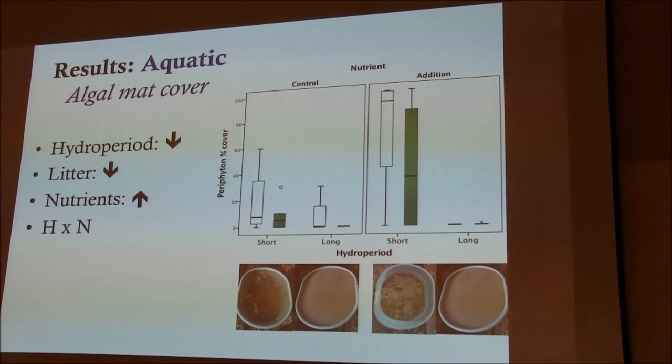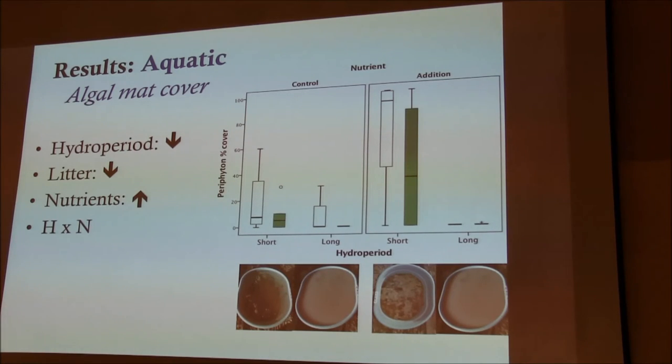Now, for the algal mats, this gets a little bit hairy, so hold on. So algal mats declined with increasing hydroperiod. If you compare the short and long, they declined. And that was mostly due to the fact that in long hydroperiod treatments, these longer-lived species like the tadpole shrimp and the clam shrimp were able to have populations. And those are well-known bioturbators.